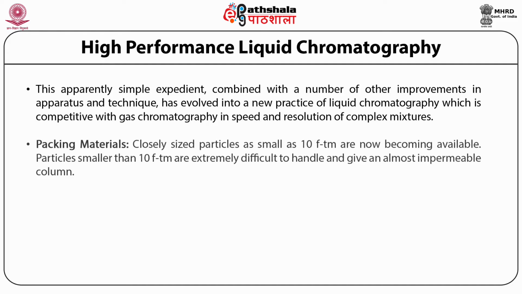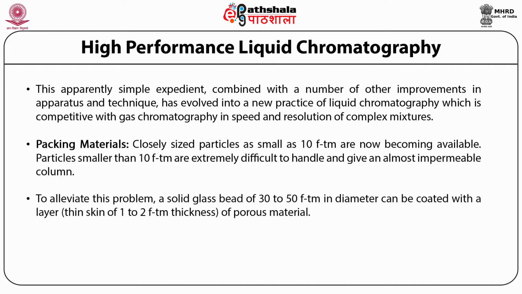In this case, closely sized particles as small as 10 µm are now becoming available. Particles smaller than 10 µm are extremely difficult to handle and give an almost impermeable column. To alleviate this problem, a solid glass bead of 30 to 50 µm in diameter can be coated with a layer of porous material. These coated beads are called pellicular beads. The porous layer may serve as a stationary phase or be coated with a very thin layer of liquid stationary phase with an extremely large surface area.